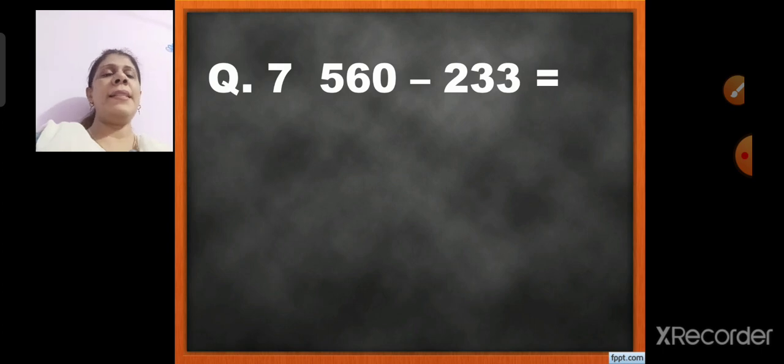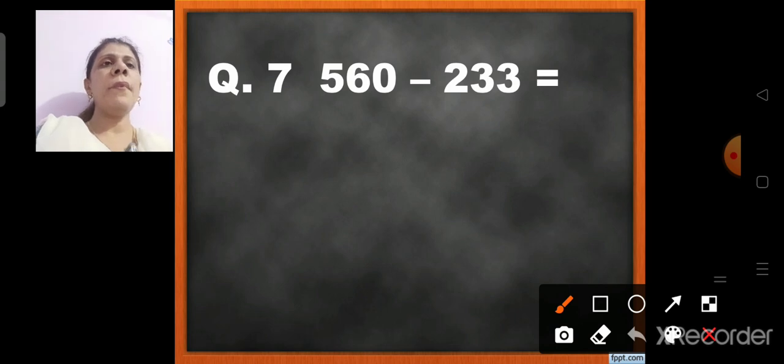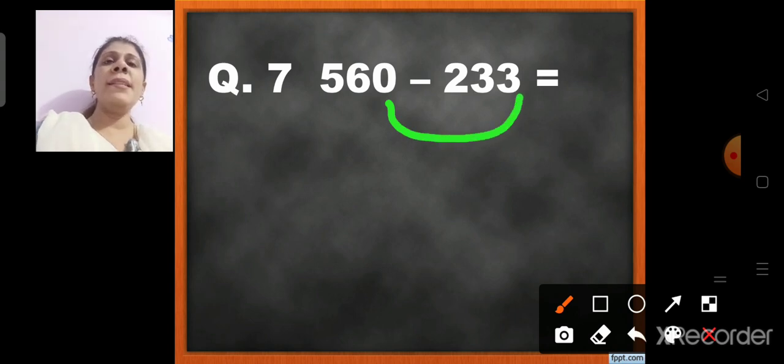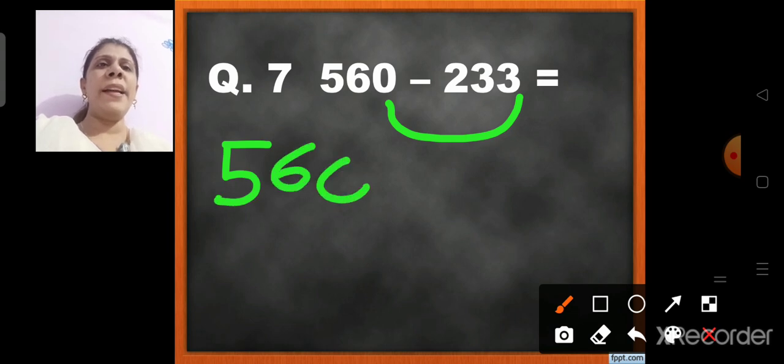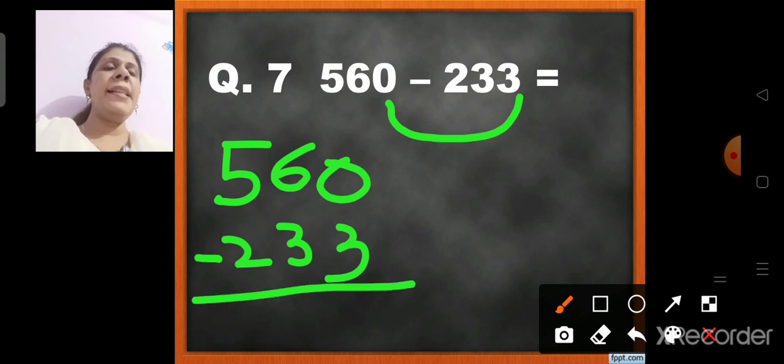Now 560 minus 233. Now children, subtract this. In which way are we going to subtract? Horizontally. Let us see what answer we get. Now what are we going to subtract? Units with units. Okay. So 0 minus 3. Is it possible? No. So what will we do? We will write the number here. 560 minus 233. And let us see the answer.